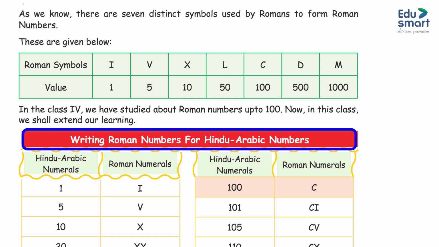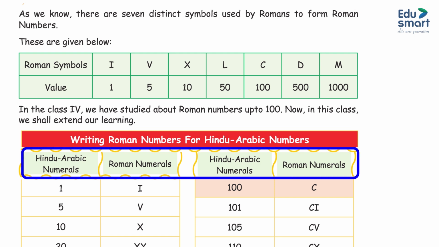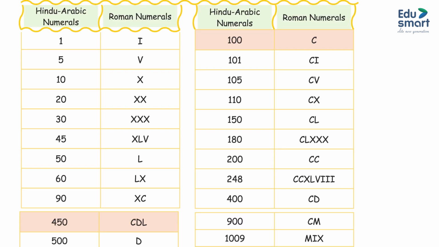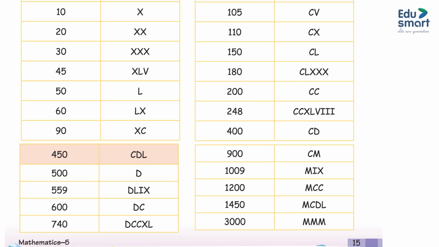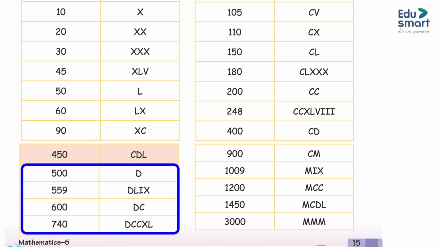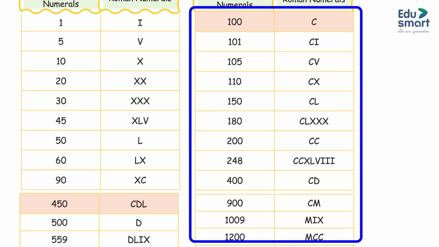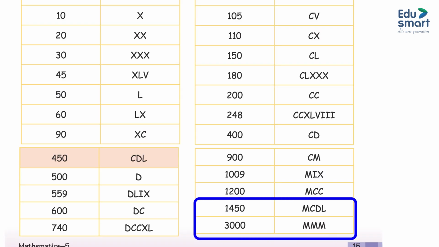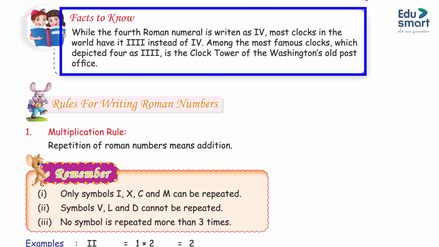Writing Roman numbers for Hindu-Arabic numbers. Hindu-Arabic numerals: 1, 5, 10, 20, 30, 45, 50, 60, 90, 450, 500, 559, 600, 740, 100, 101, 105, 110, 150, 180, 200, 248, 400, 900, 1009, 1200, 1450, 3000.